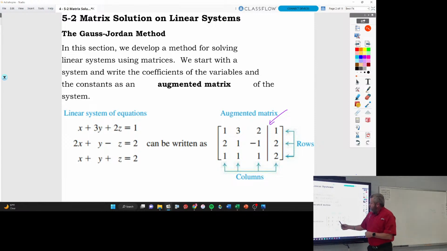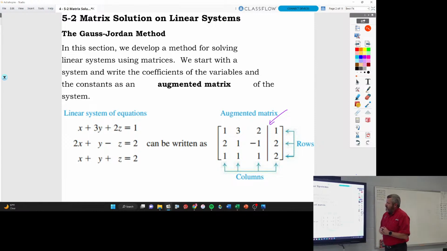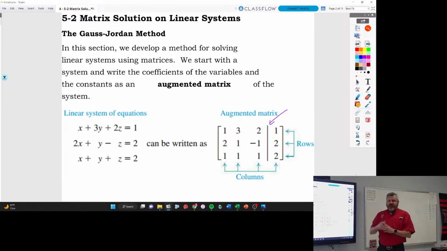We have our coefficient matrix here. This is the coefficients of my 3 equations. And then over here we have the solutions. So we took the coefficient matrix and the solution matrix, we put it together into one matrix and made an augmented matrix.